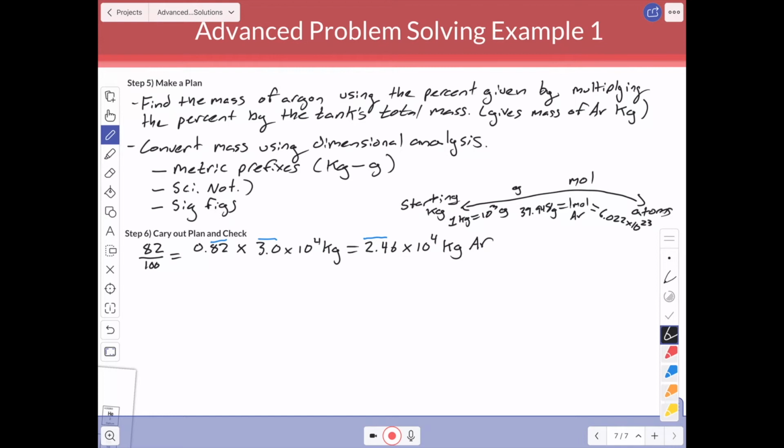So, let's do this. 2.46 times 10 to the 4 kilograms of argon. Kilograms of argon has to go on the bottom to cancel out. Where's our conversion factor with that? It's right here, kilograms. 1 kilogram of argon must go to 10 to the 3rd grams. All right, this is where we stop, and I remind you of something very important.